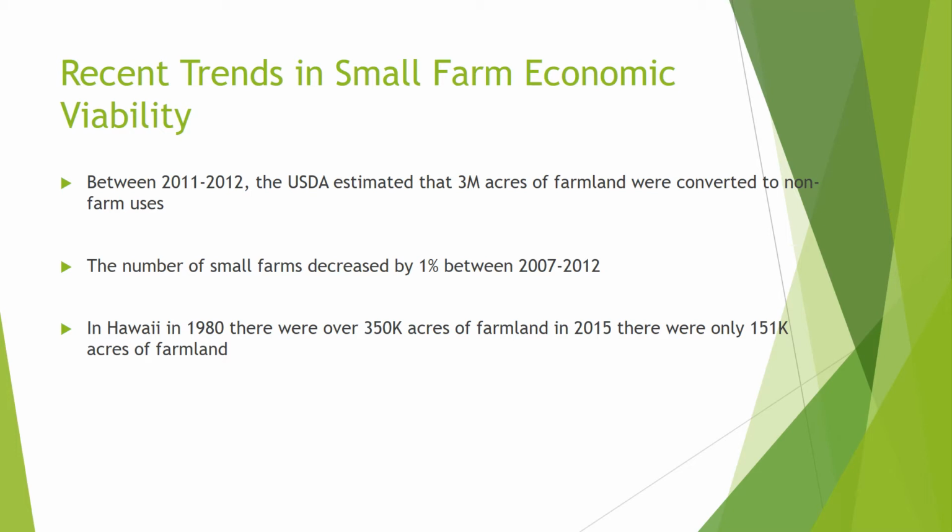Between 2011 and 2012, the USDA estimated that 3 million acres of farmland were converted to non-farm uses. Small farms, those grossing under $250,000 in a year, represent 91% of farms in the United States. And in Hawaii, in 1980, there were over 350 acres of farmland. And then in 2015, there was only 151 acres of farmland available.